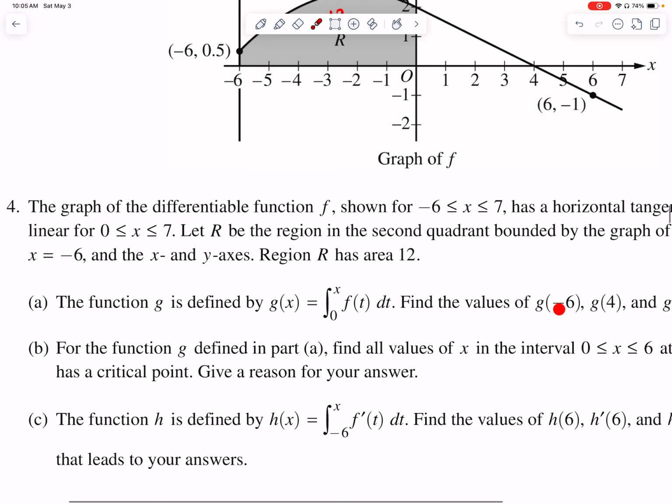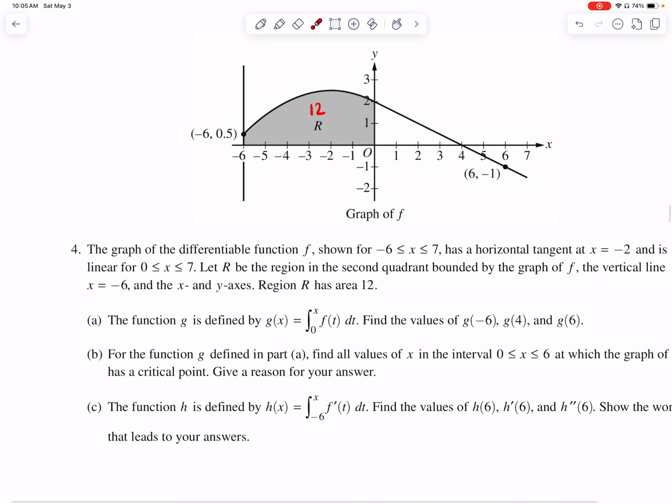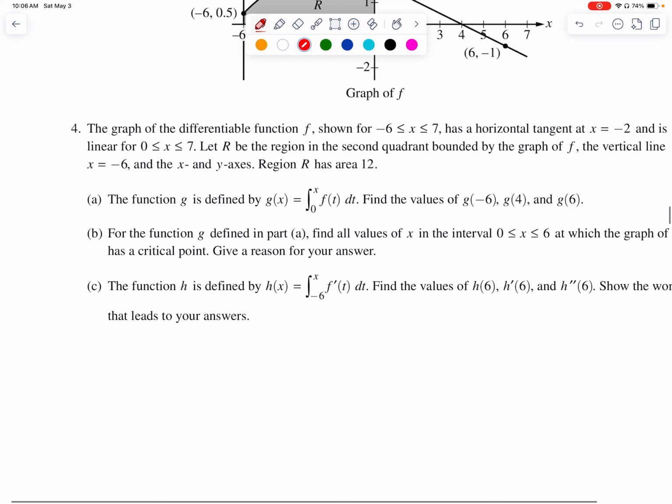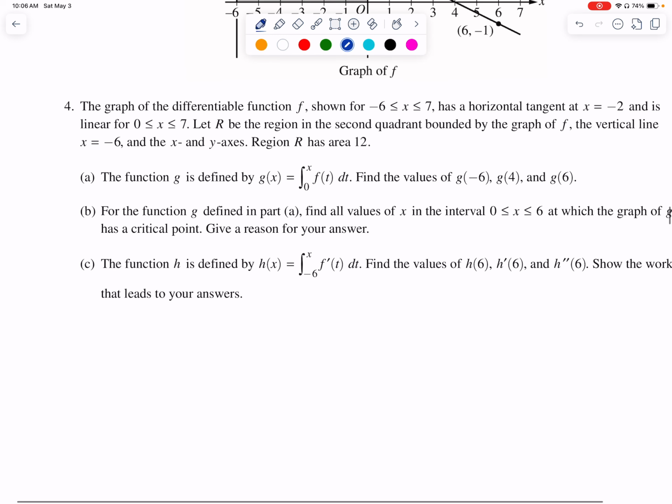Find the values of g of -6, g of 4, and g of 6. I think that this is fairly straightforward in that each one of these is probably just worth a point, as in, hey, this looks like it's full 3 points. So I'll just step by step do each one of these little things.